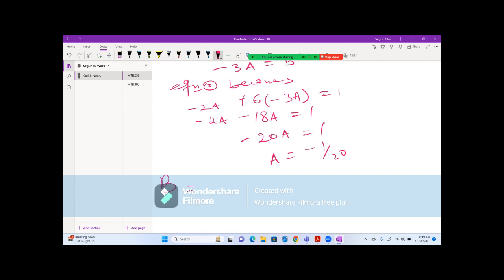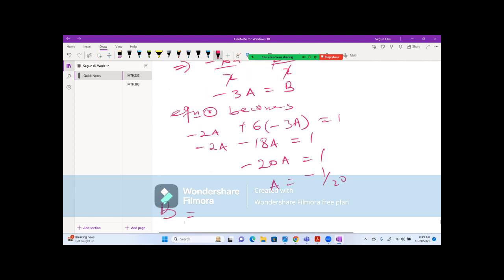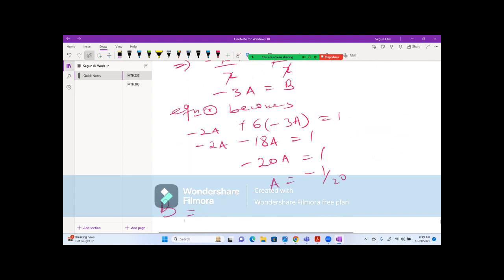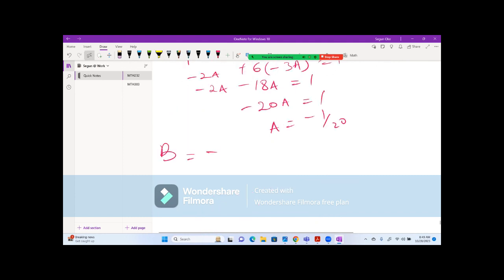Let's continue. Our b, we know b is equal to what? Minus 3a. So you put minus 3 into minus 1 all over 20. What do we have? This cancels this. So we have 3 over 20. Any question? No question, sir.